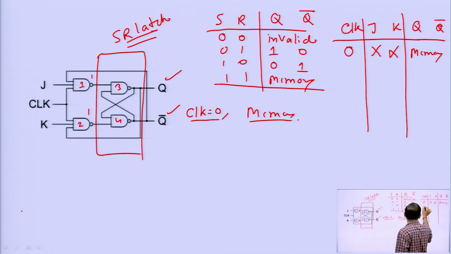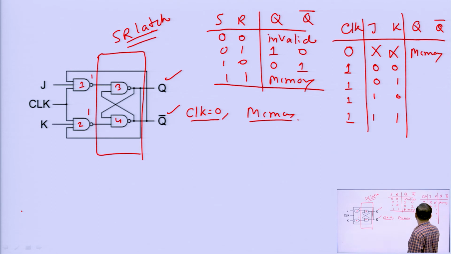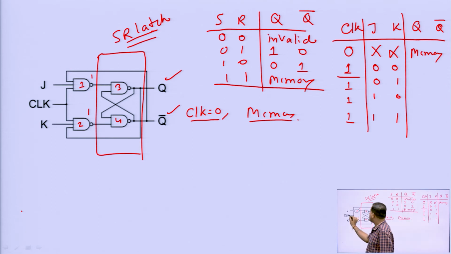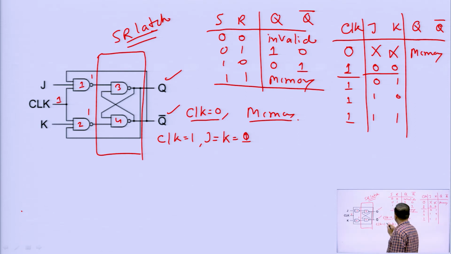Now, next, clock is 1. From now onwards we will consider clock as 1 and we will be having 4 conditions of J and K: 0 0, 0 1, 1 0 and 1 1. Okay. So, when clock is 1 and J and K both are 0, sorry, both are 0, first condition is when clock is 1 and both J and K are 0.